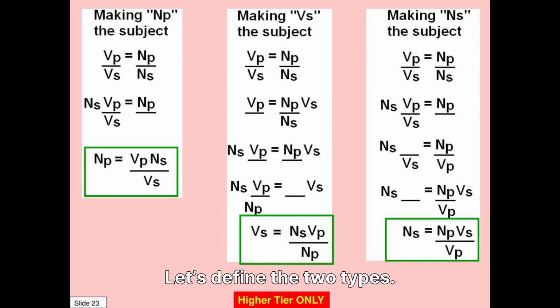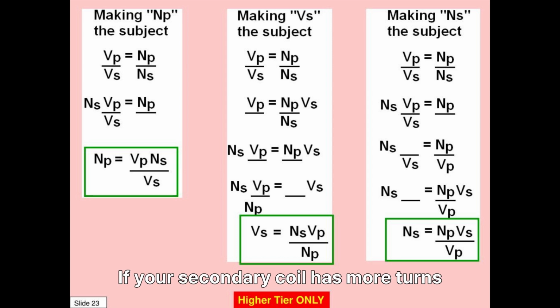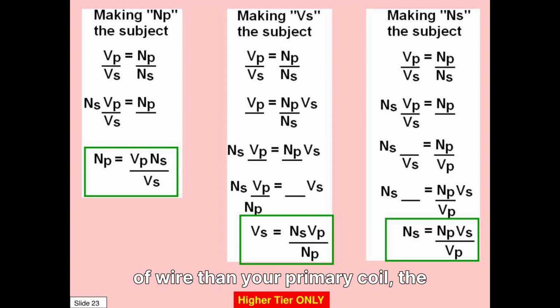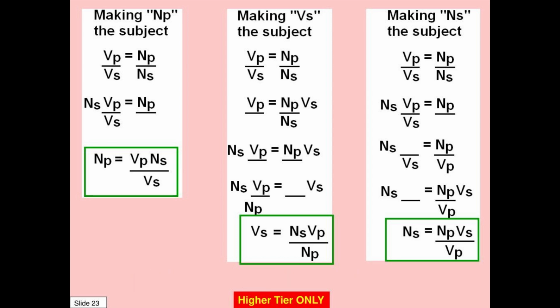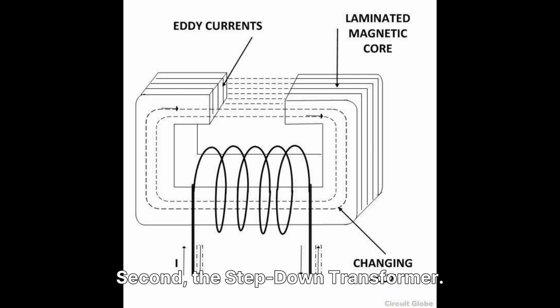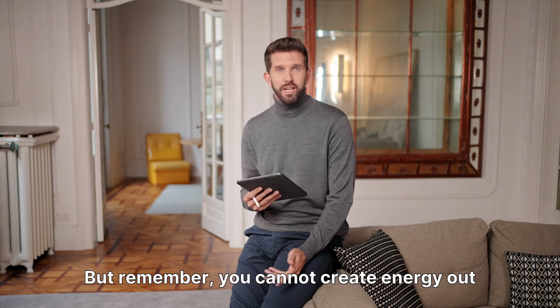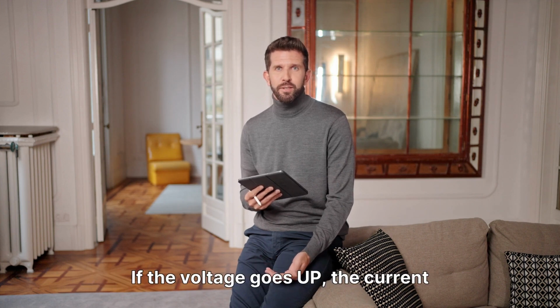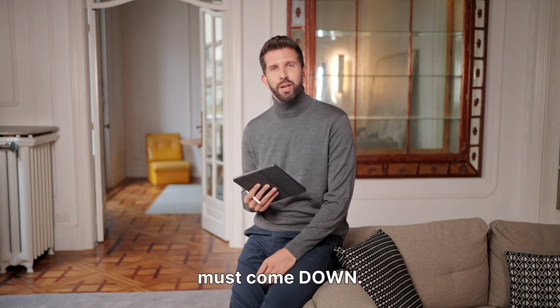Let's define the two types. First, the step-up transformer. If your secondary coil has more turns of wire than your primary coil, the output voltage will be higher. We use this to boost power. Second, the step-down transformer. If the secondary coil has fewer turns than the primary, the voltage drops. We use this to lower power. But remember, you cannot create energy out of nowhere. If the voltage goes up, the current must come down.